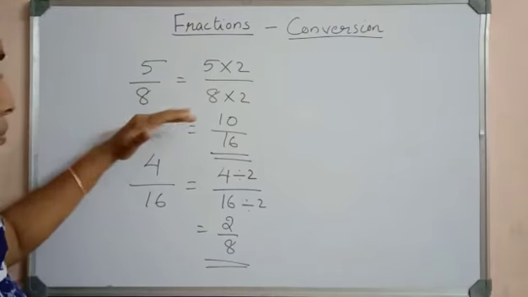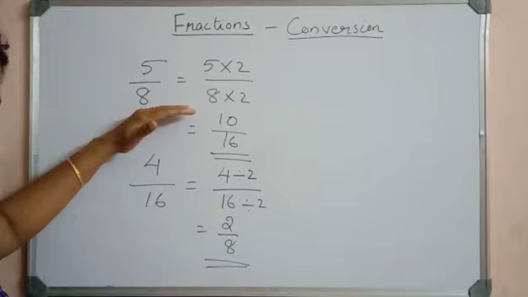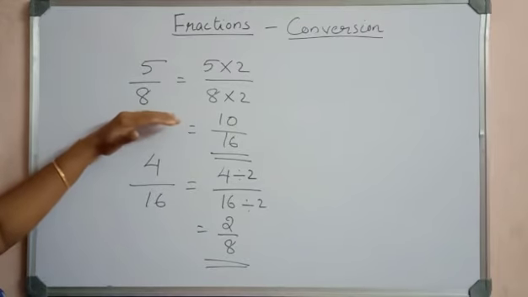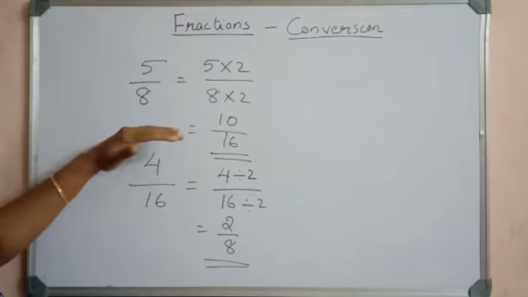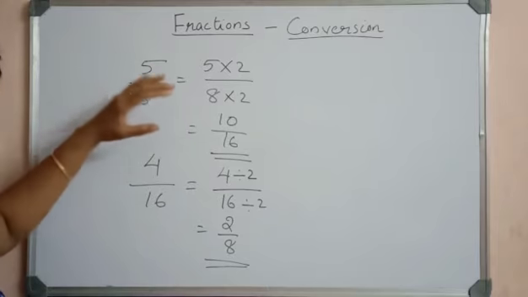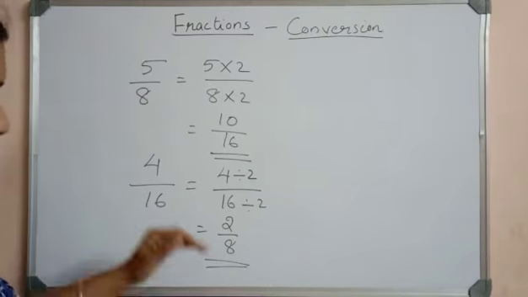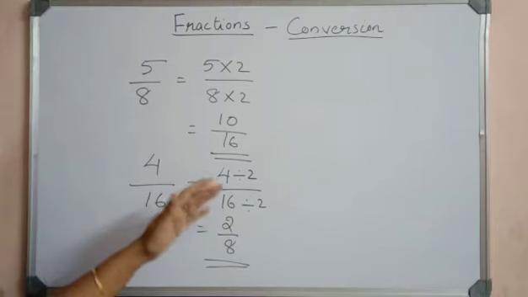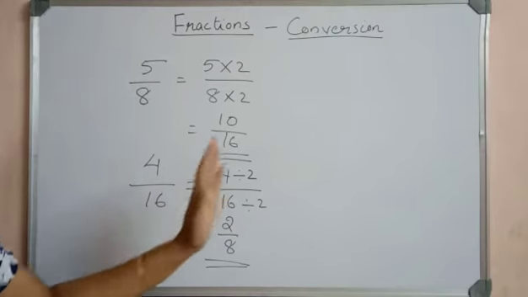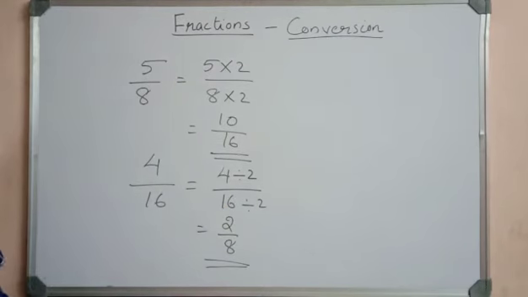So that was one of the important points. Whenever we are multiplying or dividing any fraction by a non-zero number, the fraction remains the same. Now the second point is that a fraction must always be expressed in the lowest form. Let's consider some examples for that.